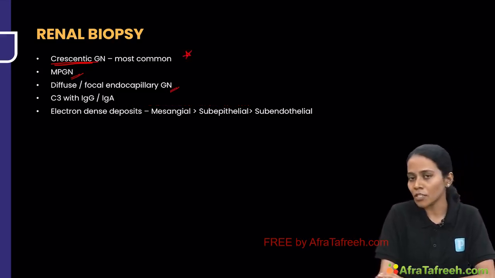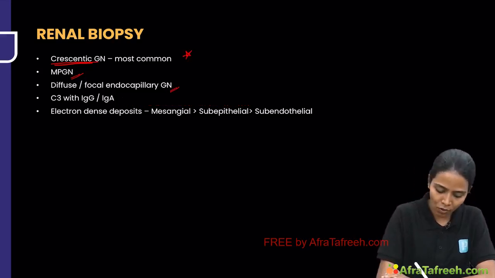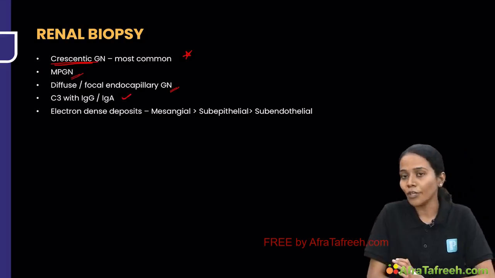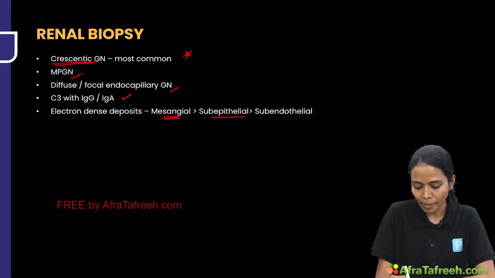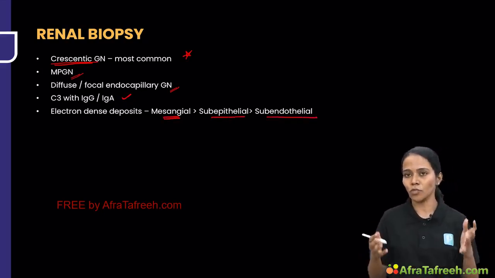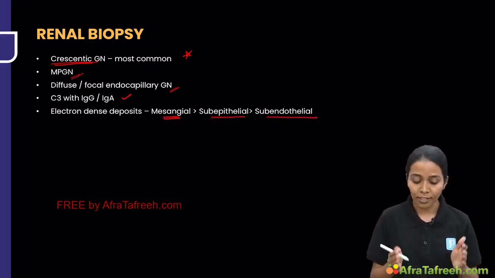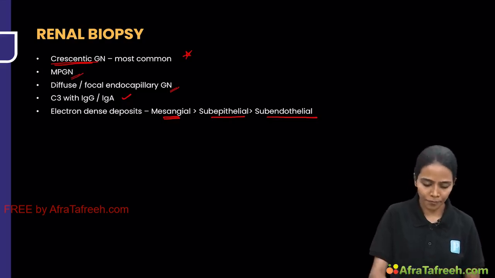So there the deposits are going to be C3 with IgG or IgA. And there are going to be electron dense deposits mostly in the mesangial area, followed by subepithelial and subendothelial. So mostly here the deposits are going to be in the mesangial area, okay.